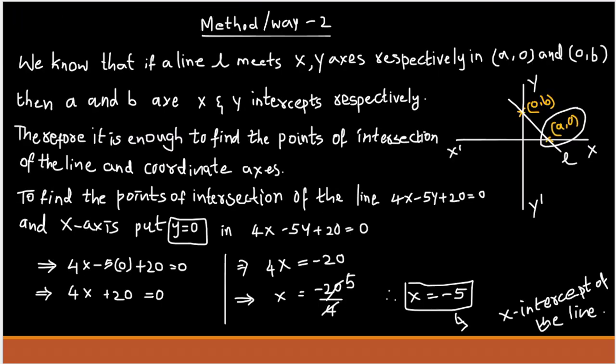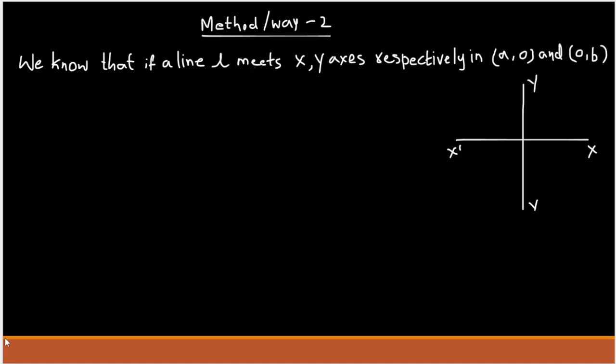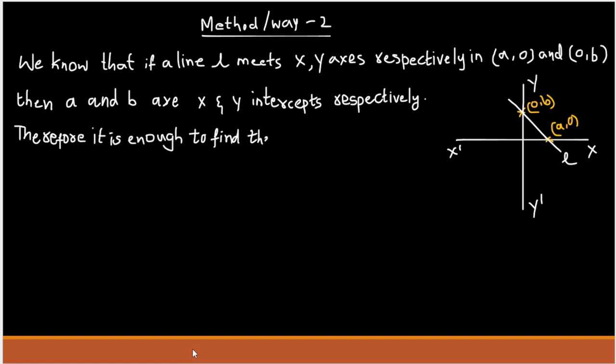Let's see the second method. In this method, we know that if a line L meets the x and y axes respectively at a comma 0 and 0 comma b, as shown in the graph, then a and b are the x and y intercepts respectively. This is because the other coordinate remains 0.